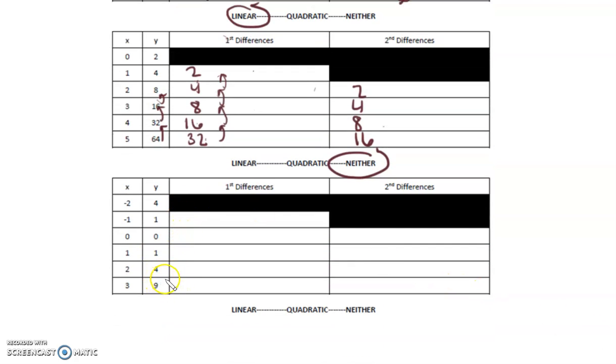Okay, and now the last one, 9 minus 4, I get 5, 4 minus 1, I get 3, 1 minus 0, 0 minus 1, 1 minus 4. Okay, second differences, we're going to do the same thing. 5 minus 3 is 2, 3 minus 1 is 2, 1 minus, and remember this is the double negative, 1 minus negative 1 is 2, and negative 1 minus negative 3, again 2. The second differences are constant, therefore this is quadratic.